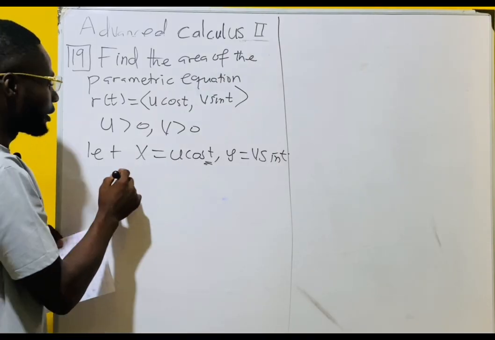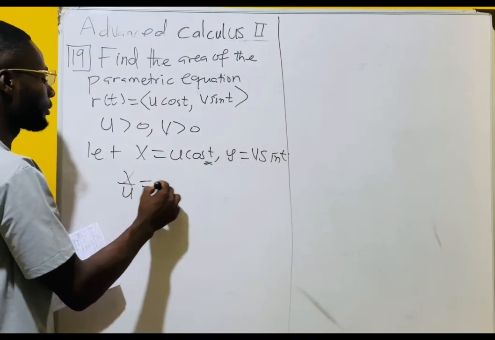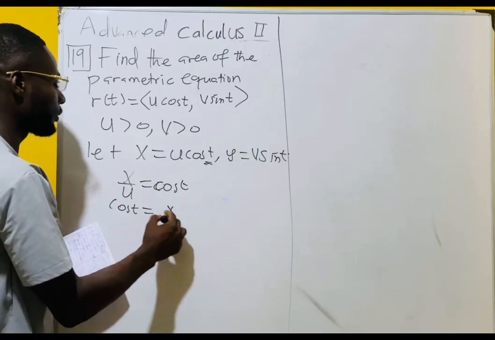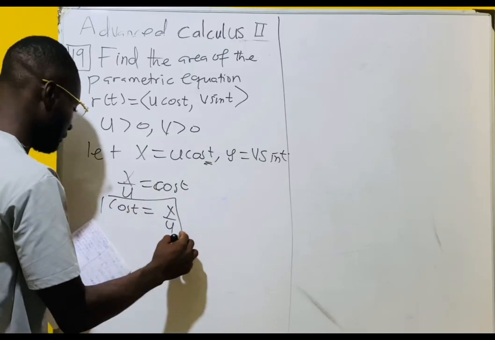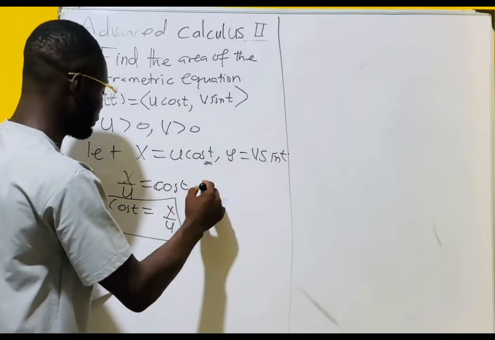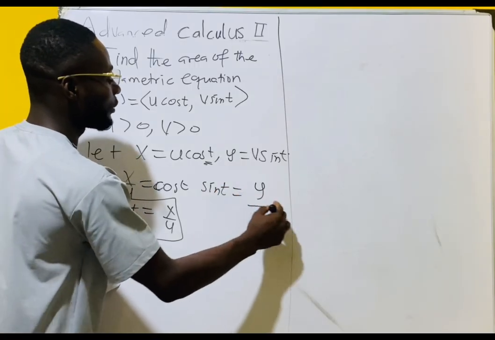So in here, we're going to say that x on u is equal to what? Cos t. So we have cos t is equal to x on u. And then we have to do the same thing here too. We have sin t is equal to what? Y on v.